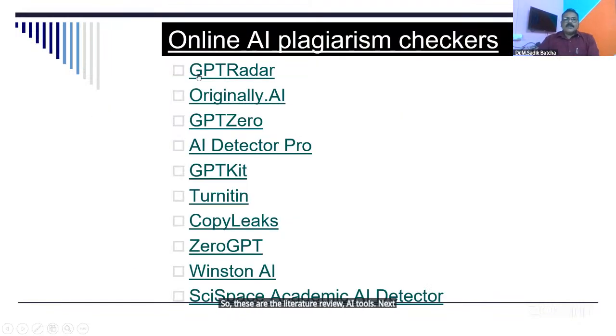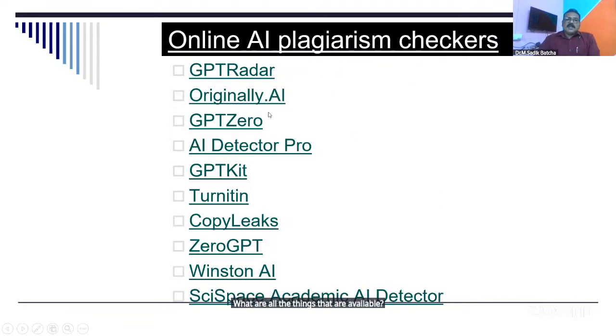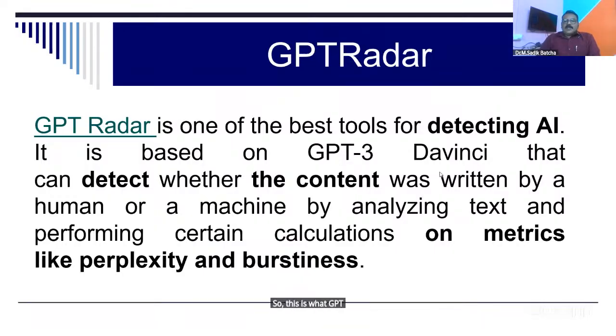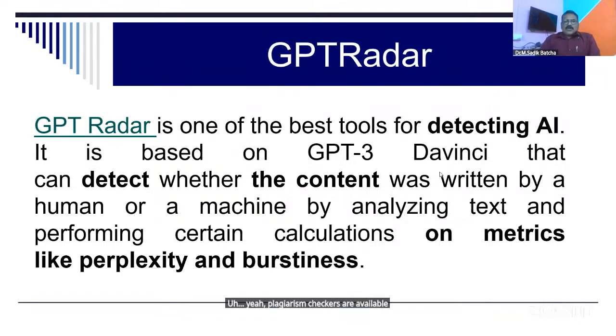Next one, online AI plagiarism checkers. After writing articles, an AI plagiarism checker is needed for checking them. What all is available? GPT Radar, Originality.AI, GPT Zero, AI Detector Pro. Yesterday some madam was asking what plagiarism checkers are available. Note down this GPT Radar.